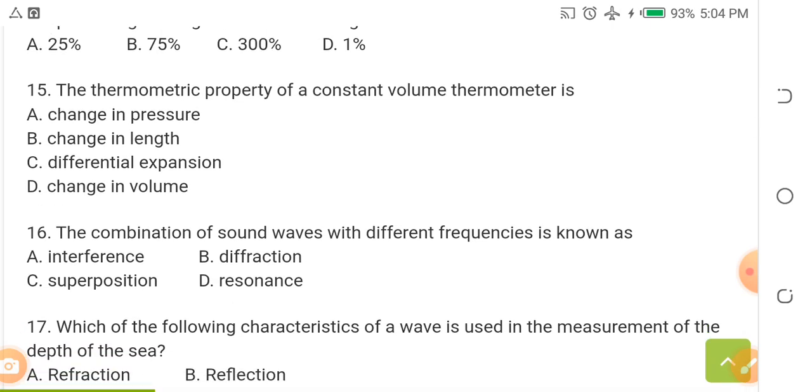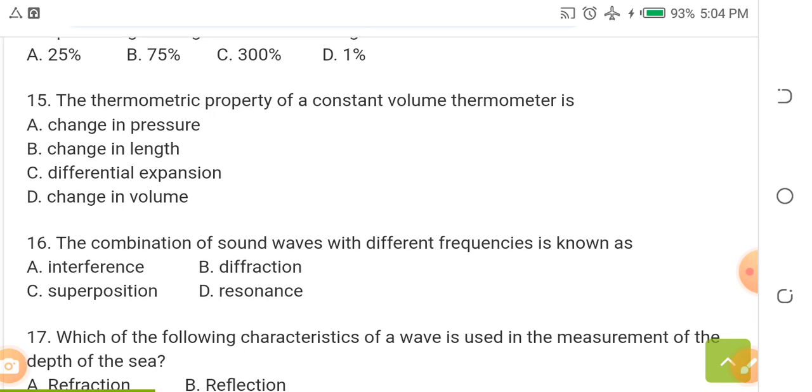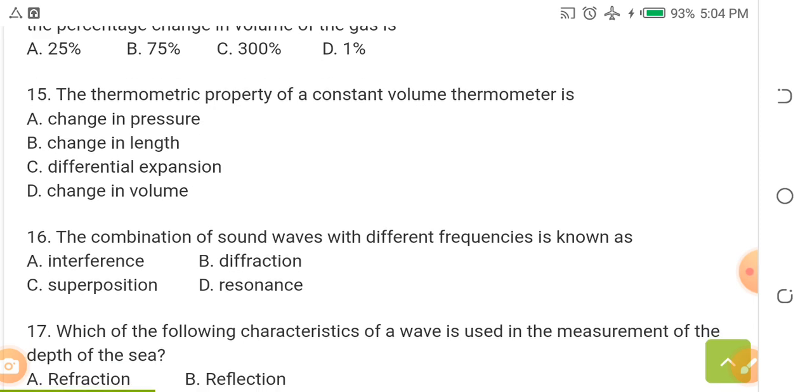Question 15. The thermometric property of a constant volume thermometer is dash. A, change in pressure. B, change in length. C, differential expansion. D, change in volume. You can see they say change in volume. Of course, it cannot be the answer because they say constant volume thermometer. The answer actually is A, change in pressure.